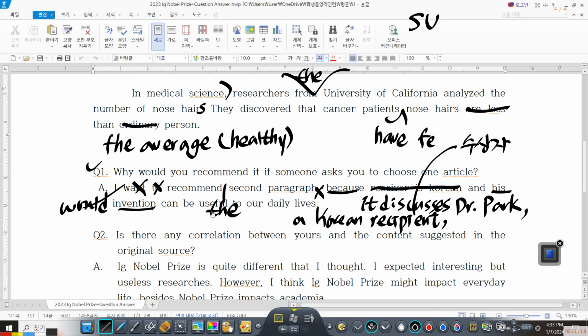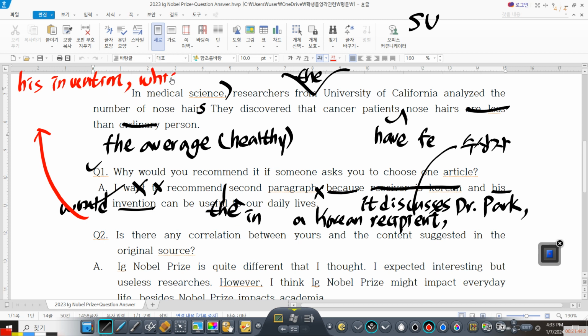Invention. Useful in our daily lives. Okay. Can be or might be. Okay. I respect this part. But this is my suggestion. And his invention, this is my suggestion, okay?